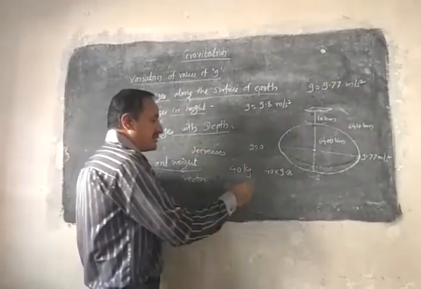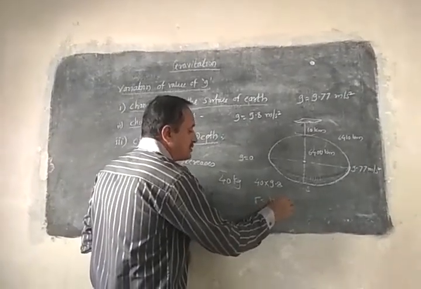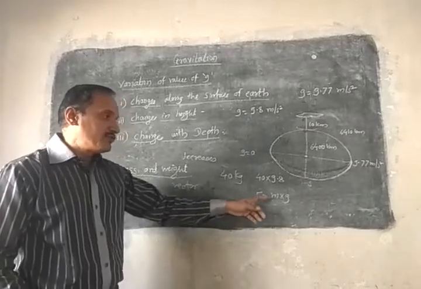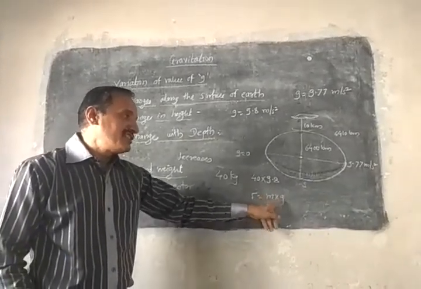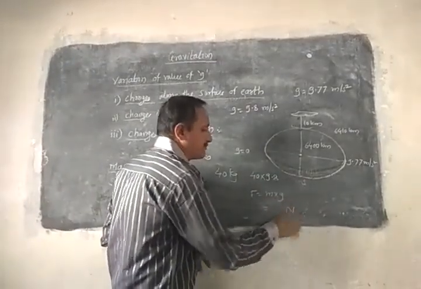Because we know that force is nothing but mass into gravity, that is Newton's second law of motion. So F = m × g. The mass is 40, so 40 multiplied by g. After multiplying, whatever answer you get, you will get in Newtons.